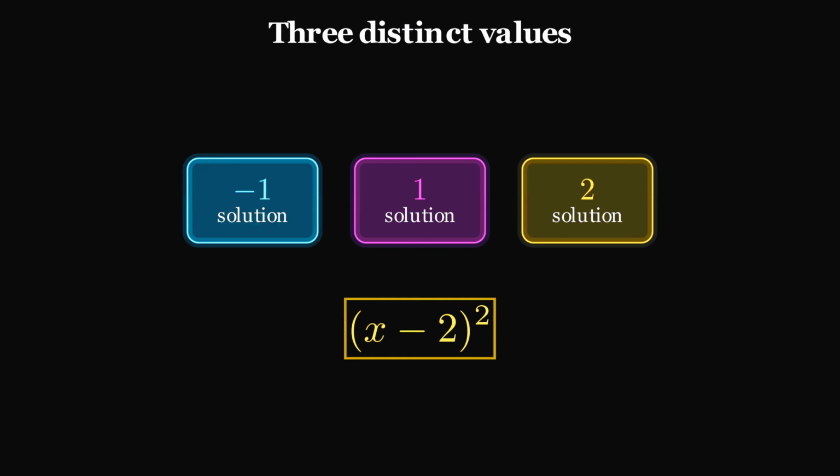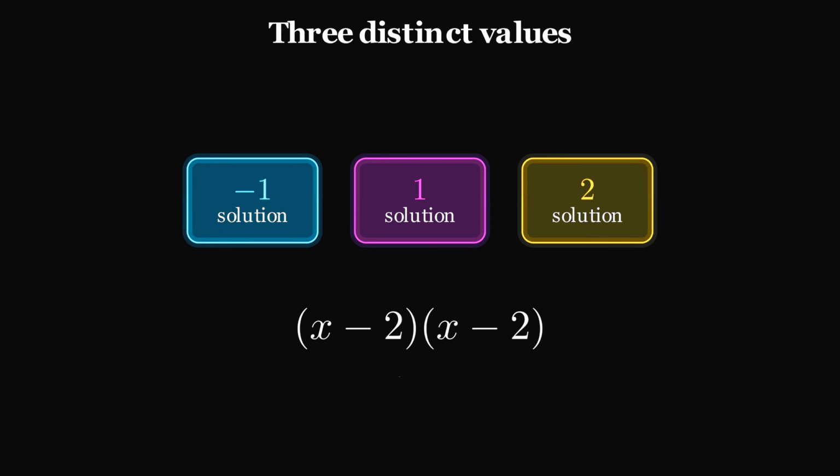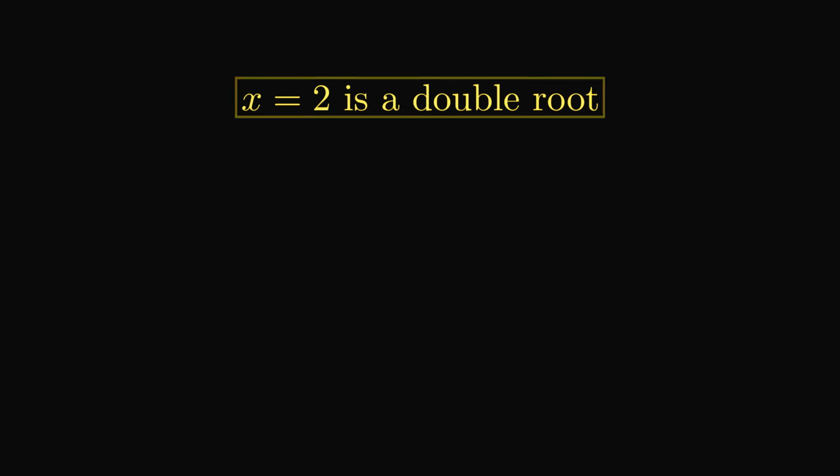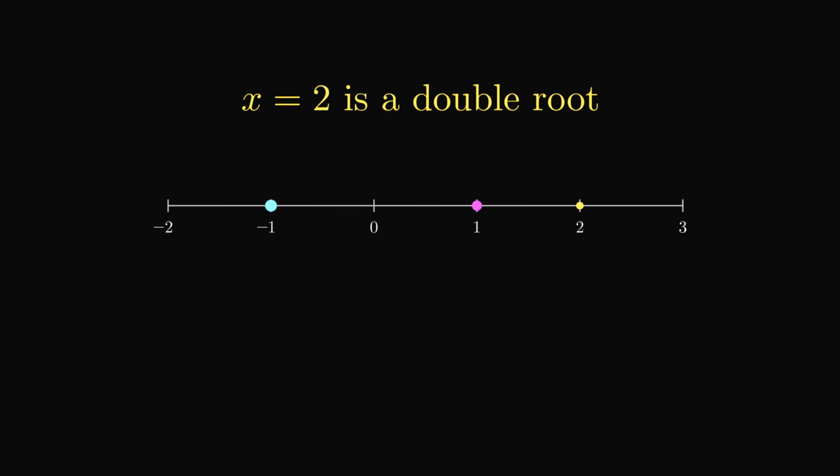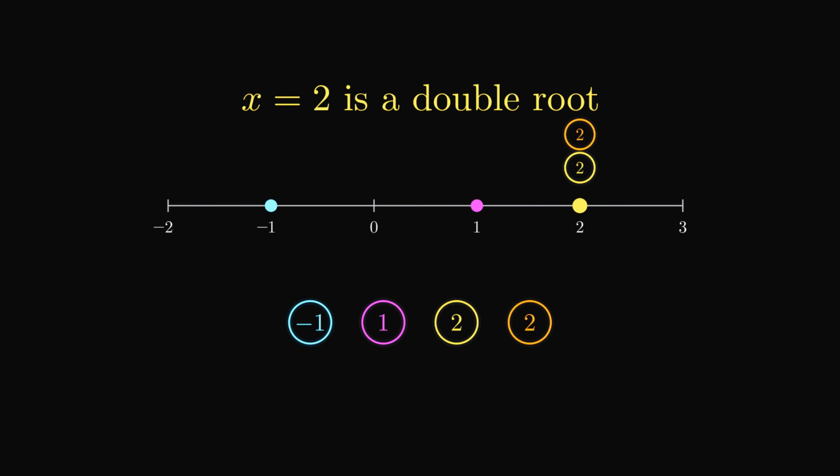But look carefully at (x − 2)². It contains the same factor twice, (x − 2)(x − 2). So x = 2 is a double root. It occupies one location on the number line, but it counts twice in the polynomial's root multiplicity. The 4 root slots are therefore −1, 1, 2, and 2.